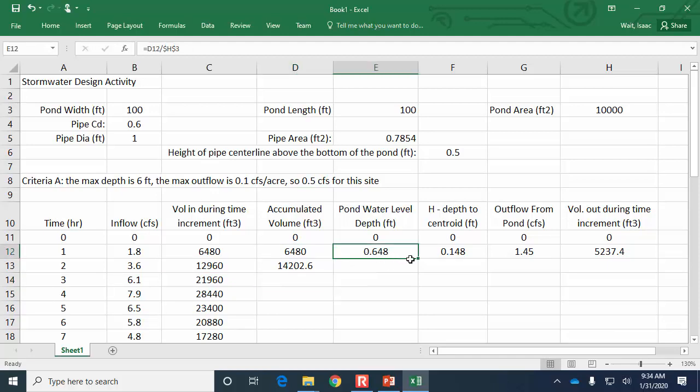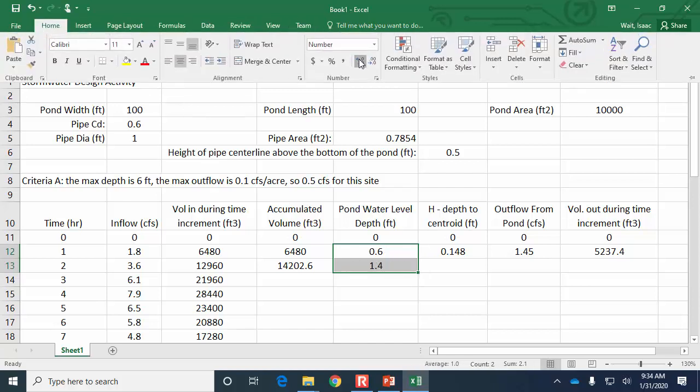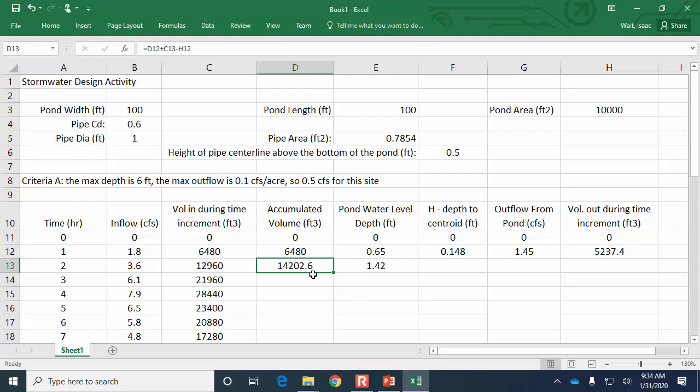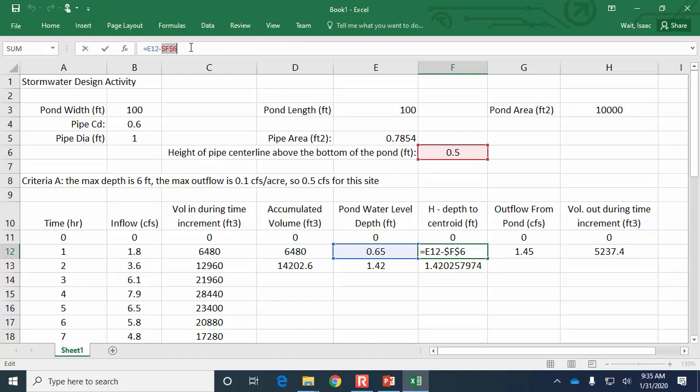All right, and now the pond water level, we can drag that formula down. And so if there's this much water in a 100 by 100 pond, now we have the depth. For that depth, I just heard like 3 errors in my area. I didn't anchor the reference to this last one. Okay. So if the water depth is 1.42, then the H is 0.92. And so it's subtracting out half the height of the pipe.